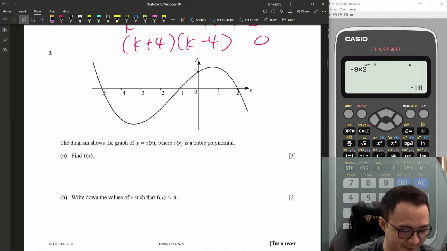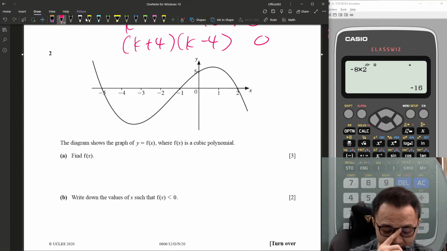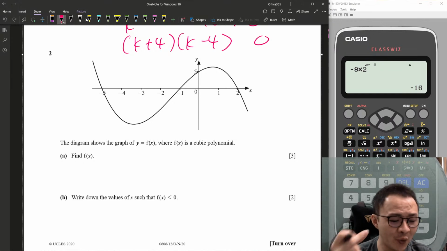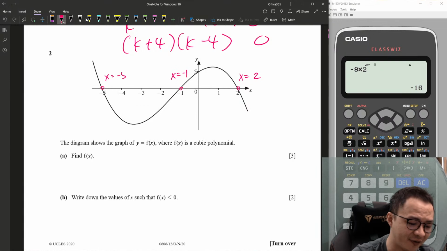Next question. In this question, you have a reciprocal and then they ask you to find f(x). Whenever you want to form this kind of cubic equation, what do you do first? You will always want to find the x-intercepts, because from the x-intercepts you can easily form a cubic equation. So this one: x equals 2, x equals negative 1, x equals negative 5.